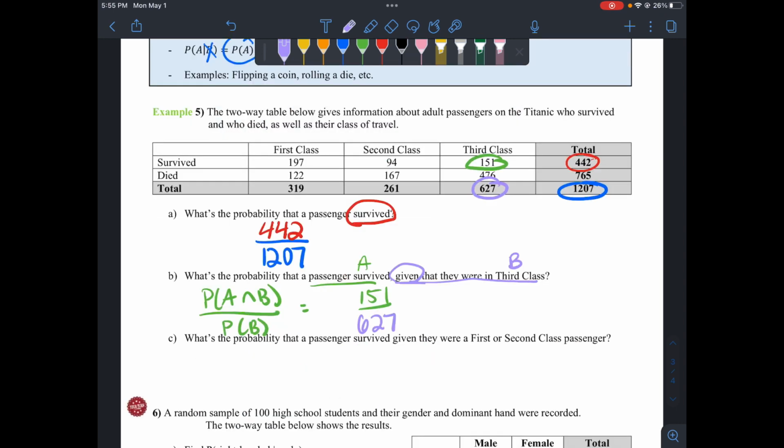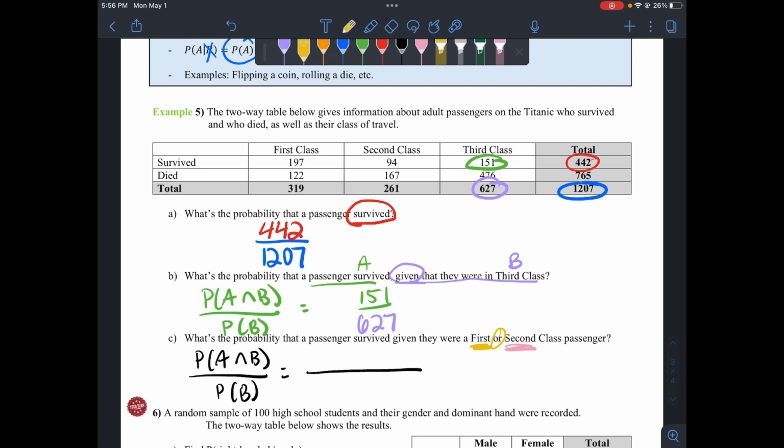So in question C, we want to know what's the probability a passenger survived given they were a first or second class passenger. So let's look at first class, and then we want to look at second class. So we want to find, again, the probability. This is conditional because you have that given word. That's your keyword. You want to find the probability of A and B happening and divide it by the probability of B. All right, so we want to find, first of all, we do have an or.